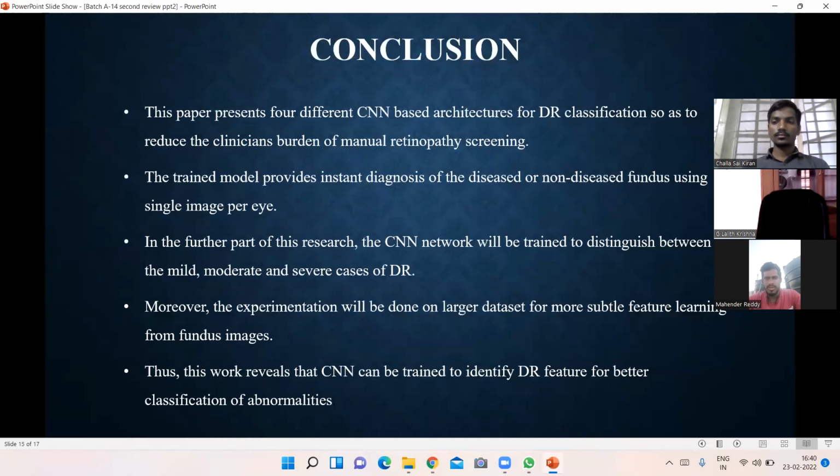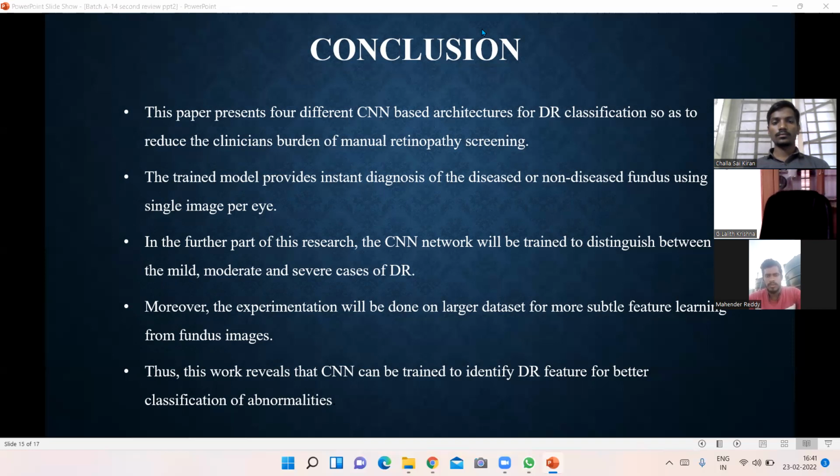Conclusion. This paper presents four different CNN-based architectures for DR classification so as to reduce the clinician's burden of manual retinopathy screening. The trained model provides instant diagnosis of diseased or non-diseased fundus using a single image per eye. In the further part of this research, the CNN network will be trained to distinguish between the mild, moderate, and severe cases of DR.